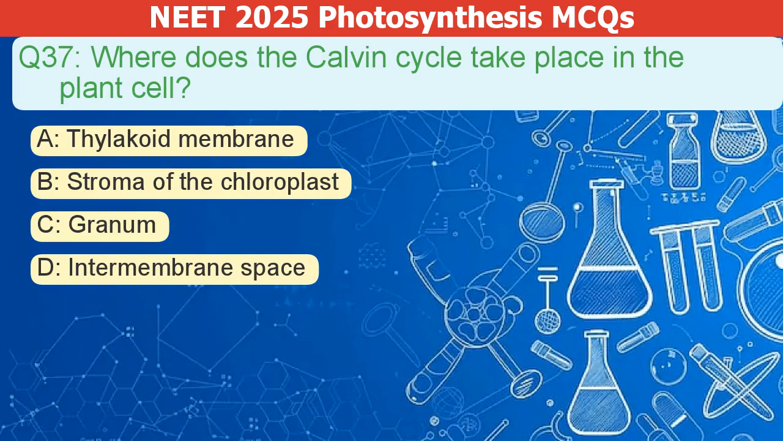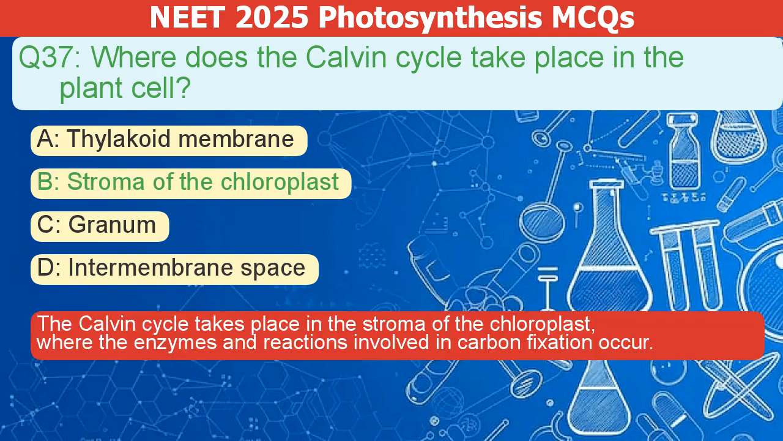Where does the Calvin cycle take place in the plant cell? A. Thylakoid membrane. B. Stroma of the chloroplast. C. Granum. D. Intermembrane space. The correct answer is B. The Calvin cycle takes place in the stroma of the chloroplast, where the enzymes and reactions involved in carbon fixation occur.